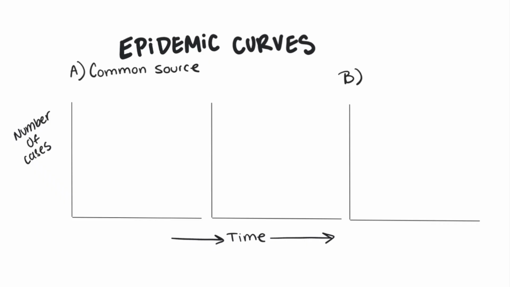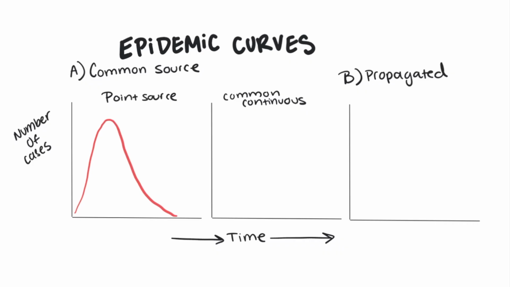Common source epidemics can be categorized into 2 types: point source and common continuous source. Point source epidemics are characterized as having reached a peak level within a short period of time, usually around 1 to 2 weeks, followed by a moderate, rapid decline in number of infected patients. This usually resulted from a single common contaminated food source or water source.